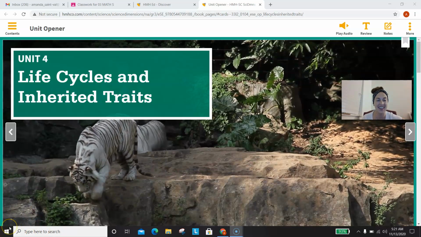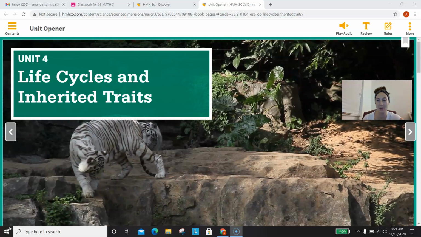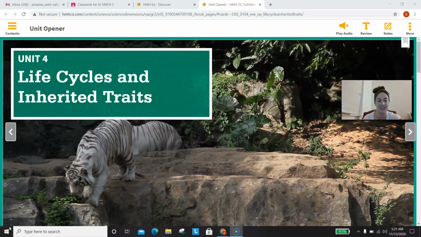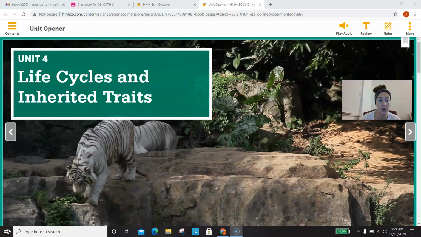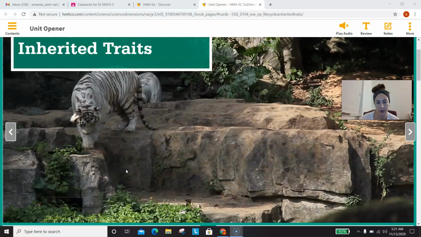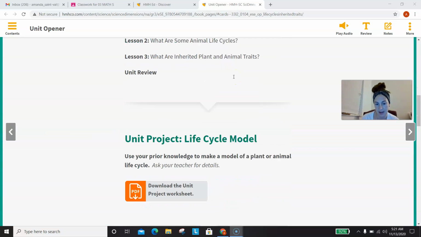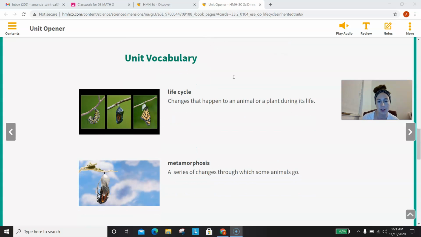Good morning. We're going to talk about the life cycles of the plants. So the beginning of Unit 4, you can get underneath your ebook and you can look at it this way. But we're going to talk about the plant cycles again today. I just wanted to go over life cycles.